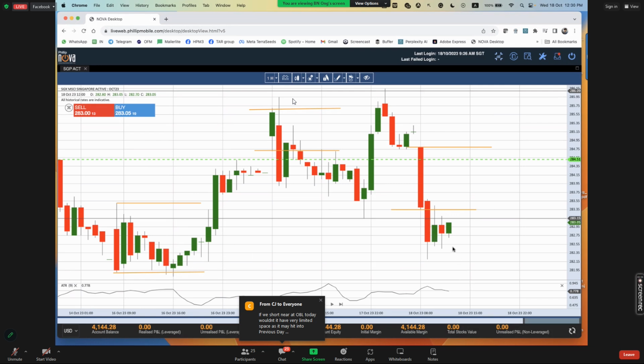If you short near at OBL, well, the signal had already formed, so we shouldn't be taking note of the previous low, because you're just hoping that it can spike up there. Right or wrong? Because the signal had already formed.